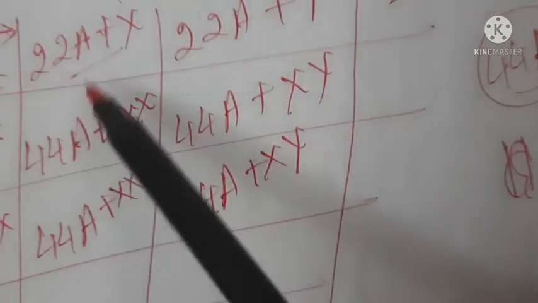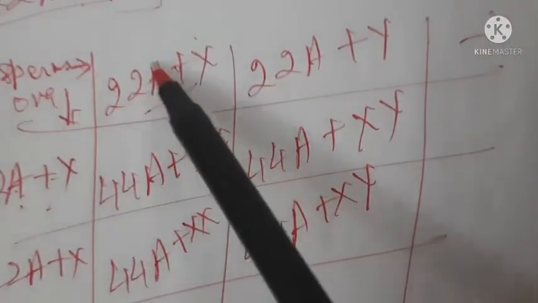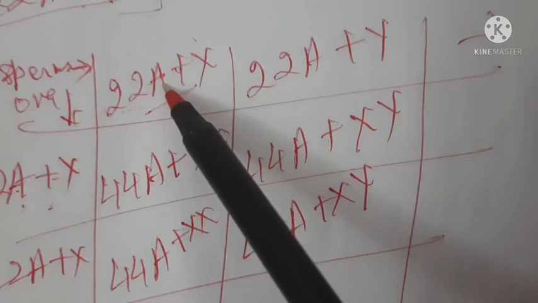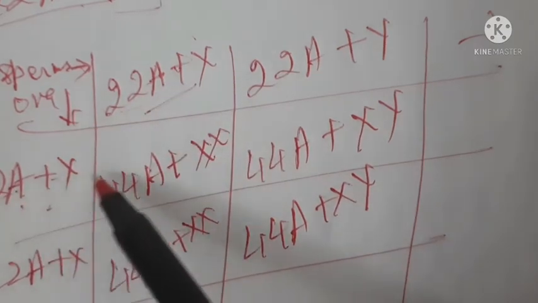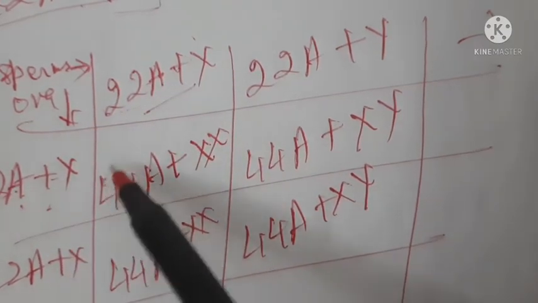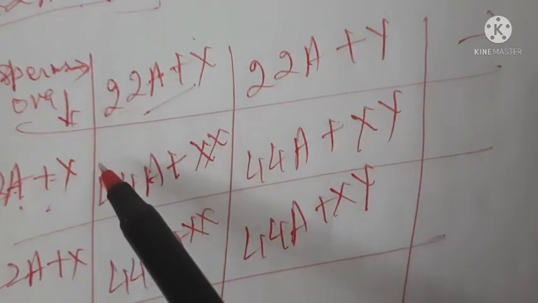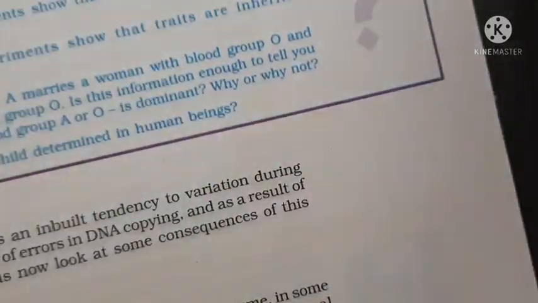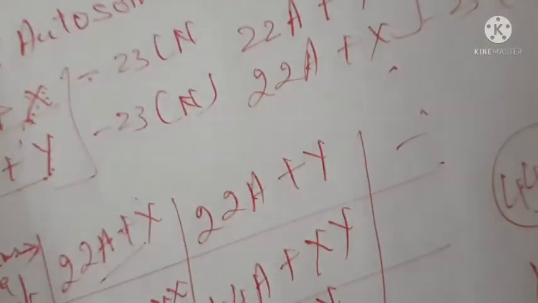Now here, this is a sperm, 22 autosomes are contributed by the male parent, and here 22 are contributed by the female parent, and they are all arranged in homologous pairs. So the characters of the mother also come and the characters of the father also come. So these are the combinations you can see here. These are the possible combinations of the progeny.